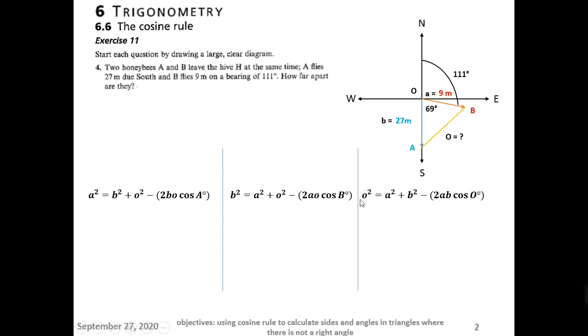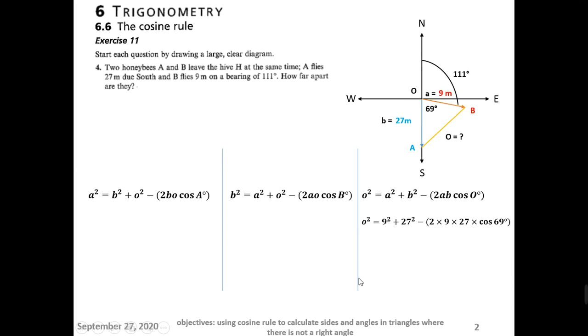And since we are finding O squared here, we must substitute in this rule. A is equal to 9, so it's 9 squared plus B is equal to 27, so 27 to the power of 2, minus, inside brackets, 2 times side A, which is 9, times side B, which is 27, times cosine of the angle between side A and B, between a side of length 9 and a side of length 27, the angle in between is 69. So cosine of 69. This is not ready to be inserted in the calculator yet, because we are finding not O squared, but O.